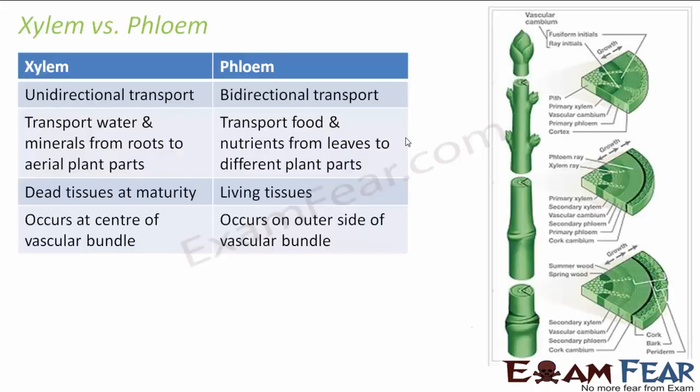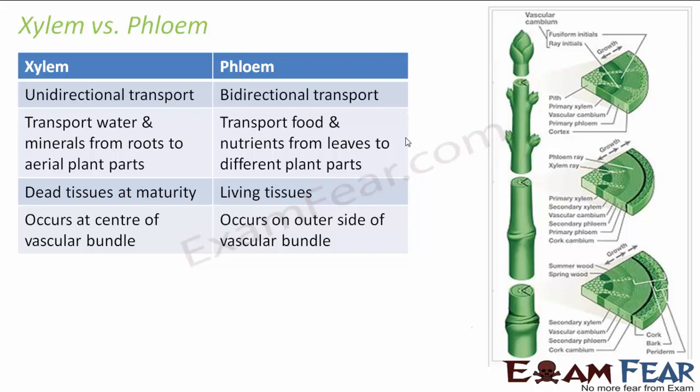So let us quickly distinguish between xylem and phloem. In xylem, we have unidirectional transport, that is, the transport is only in one direction, from downwards to upwards. But in phloem, it is bidirectional transport, because from leaves it has to come to the lower branches as well as to the upper branches. So it has to go everywhere basically. Xylem transports water and minerals from roots to the aerial plant parts, whereas phloem transports food and nutrients from leaves to different plant parts. Xylem are mostly dead cells at maturity. Phloem are mostly living tissues except the phloem fibers.